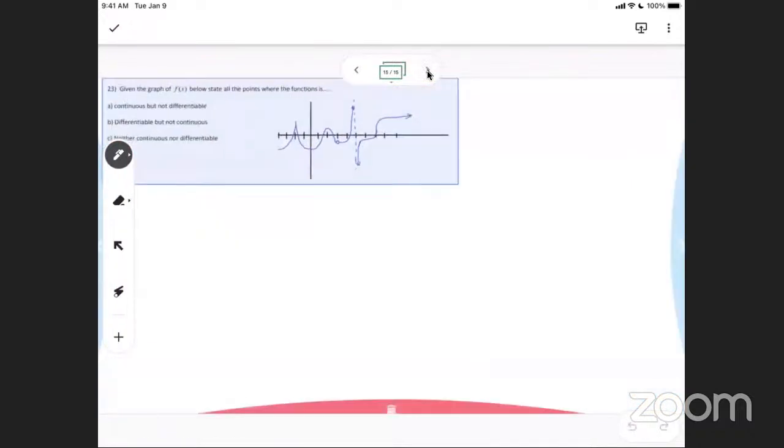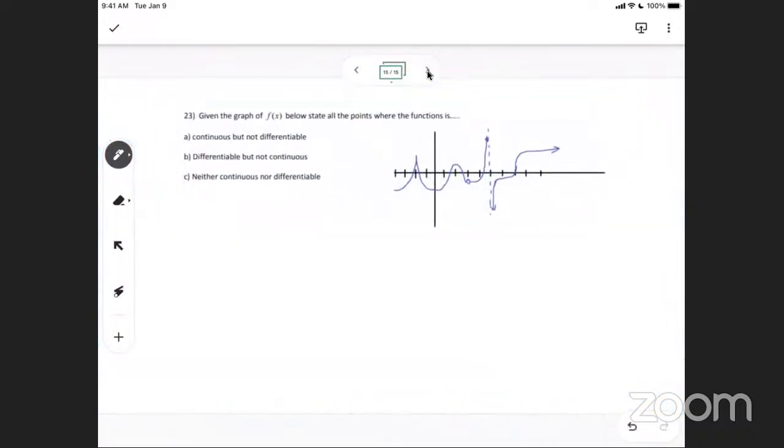Number 23 says, given the graph below, state all the points where the function is continuous but not differentiable. Well, it's continuous everywhere. If you look at the graph, it's basically continuous everywhere except here and here, on the asymptote. So this is where it's discontinuous.